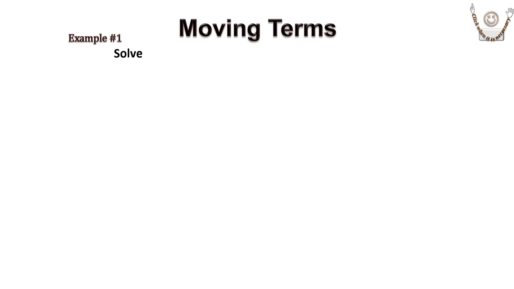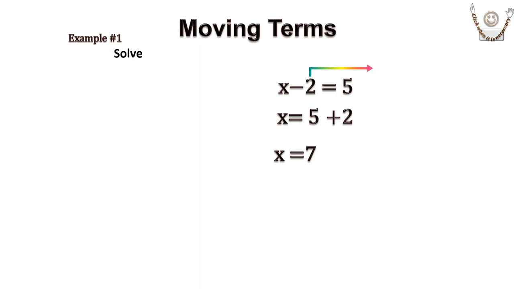Practically, you just need to show which term you are moving, and then you can show the next line, and this term will be with the opposite sign, and simplifying, this is a solution.